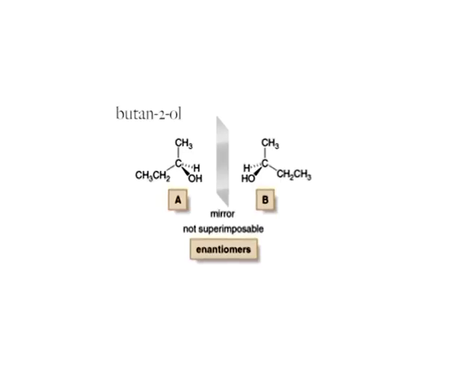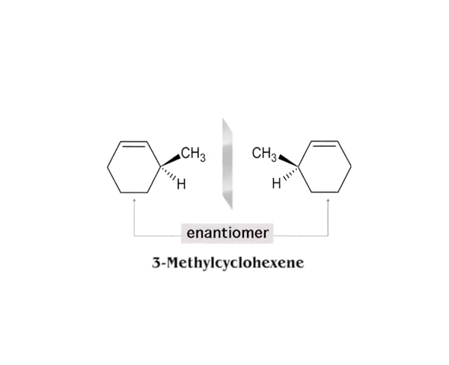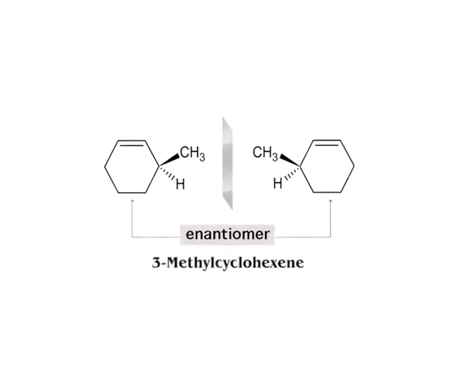Now coming to enantiomers. Enantiomers are stereoisomers whose molecules are non-superimposable mirror images of each other. For example, enantiomers of butan-2-ol. Second one, enantiomers of 3-methylcyclohexene. Now, these enantiomers are chemically alike as they have the same atomic connectivity and identical relative spatial arrangements of atoms in terms of distance and dihedral angle.